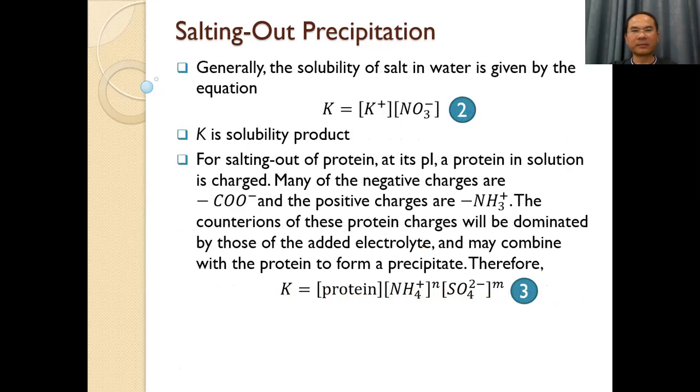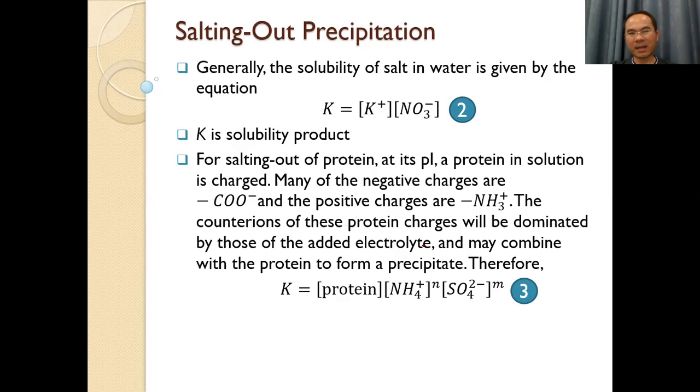In general, the solubility of a salt in water is given by an equation for the ionizable species, like K plus and sodium nitrate. K is the solubility product. It is a function of the cation multiplied by the anion, something like this. For salting out protein, S is pI. If you remember, pI means the pH at which the protein solubility is minimal. That's right, minimal solubility.